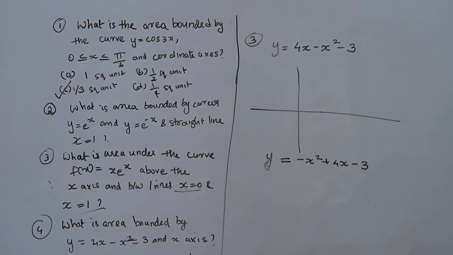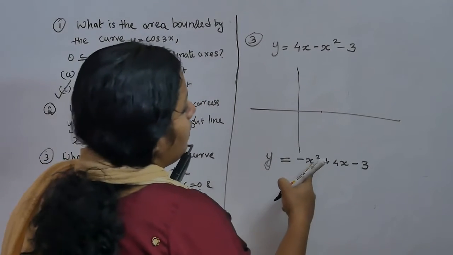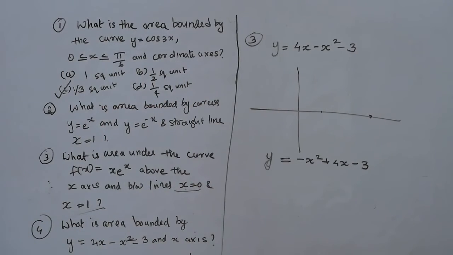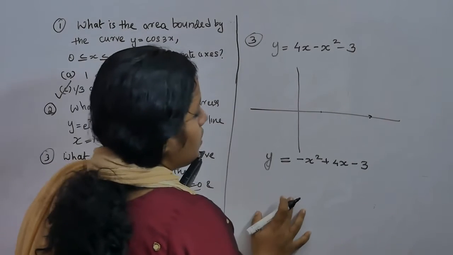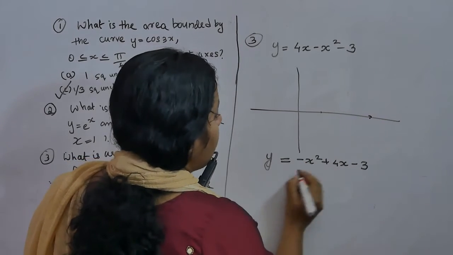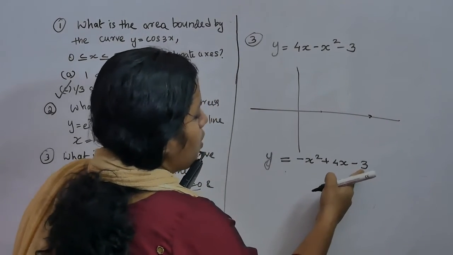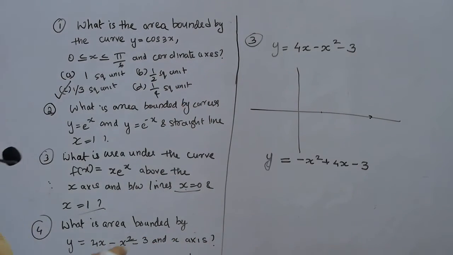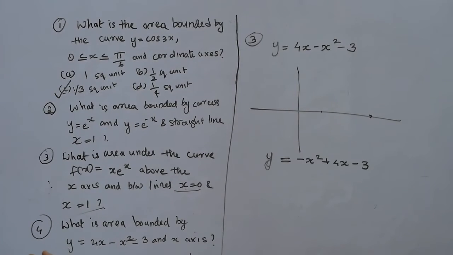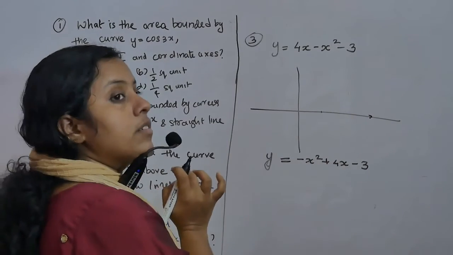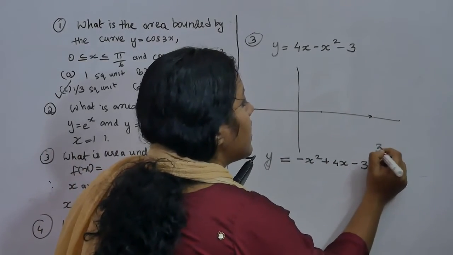So how can we solve this? We need to get the points on the x-axis where this becomes 0. So I am finding the value of x, meaning the zeros of this polynomial. So I can do middle term splitting. When I multiply, I need to get positive 3, and when I add, I need to get positive 4. So that is 3 and 1.